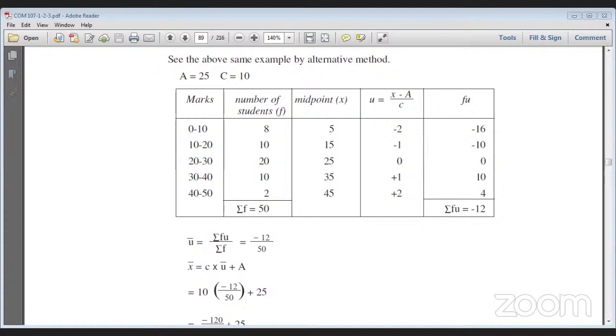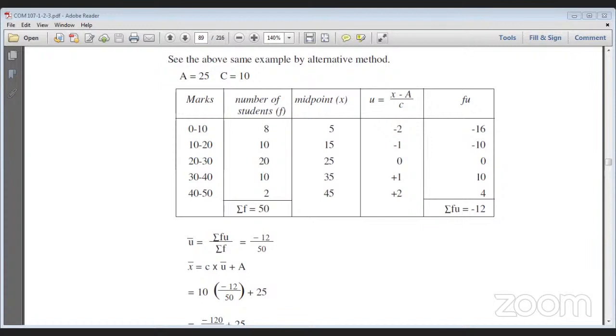Now test problems are given there. Mode for ungrouped data: age and number of students, 8 years 5, 9 years 10, 10 years 15, 11 years 20, 12 years 12, 13 years 7.